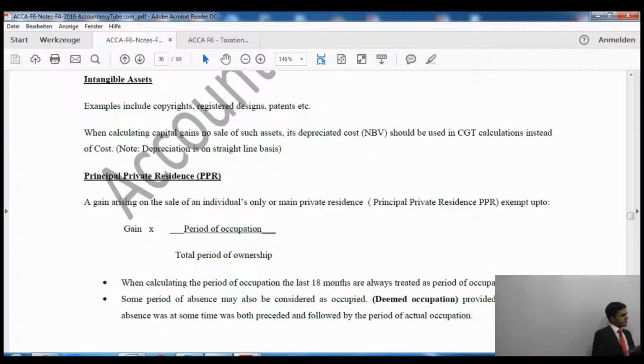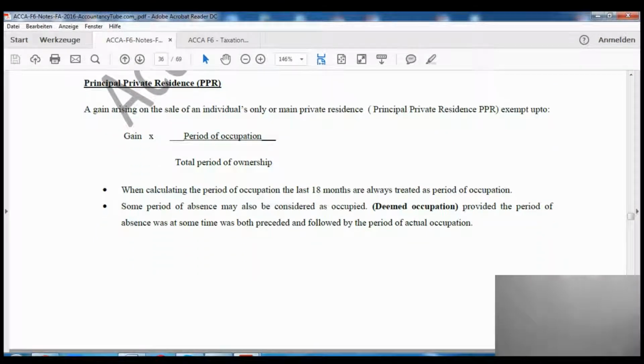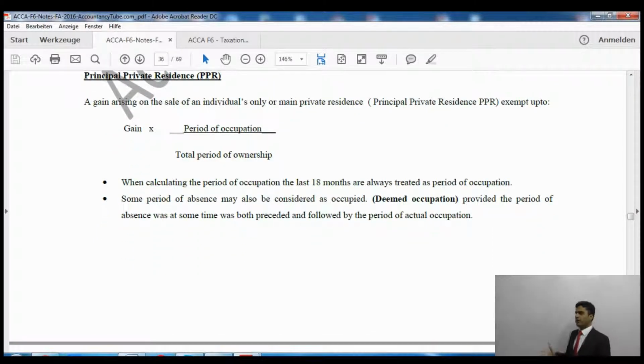After that it says intangible assets. Now while we sell any intangible asset like goodwill or a copyright or a patent, then we will take the reduced value of that asset. So we will be amortizing that asset every year. So whatever its net book value is going to be, we will use that value while calculating the gain. Examples include copyright, registered designs and patents. When calculating capital gains tax of such assets, the depreciated cost, which is net book value, should be used in CGT calculations instead of the cost. So what we do, we will use the reduced cost, depreciated value, net book value.